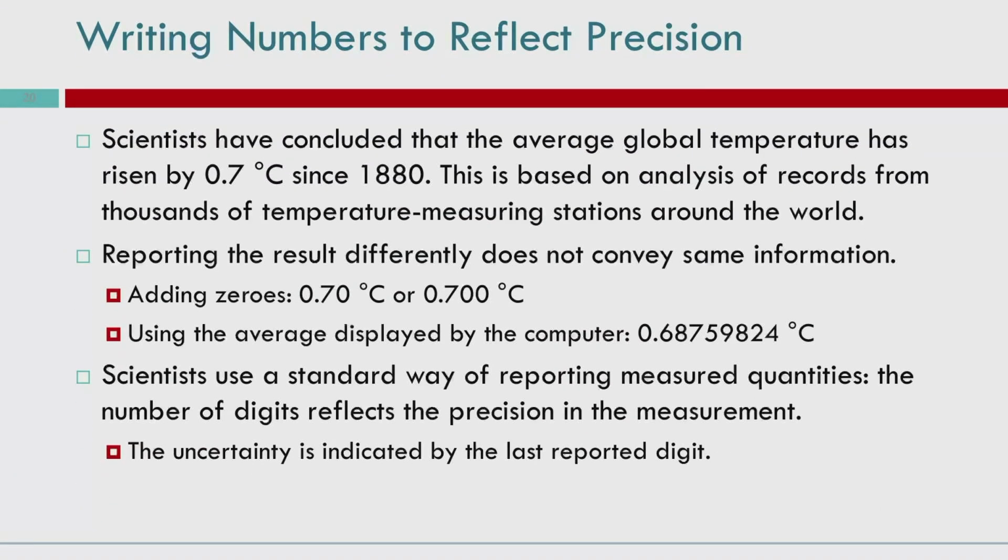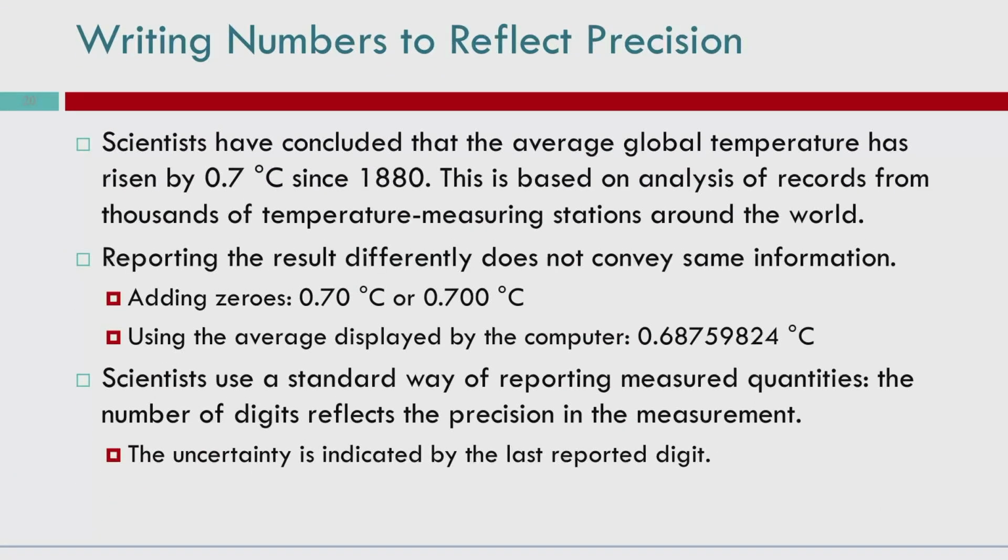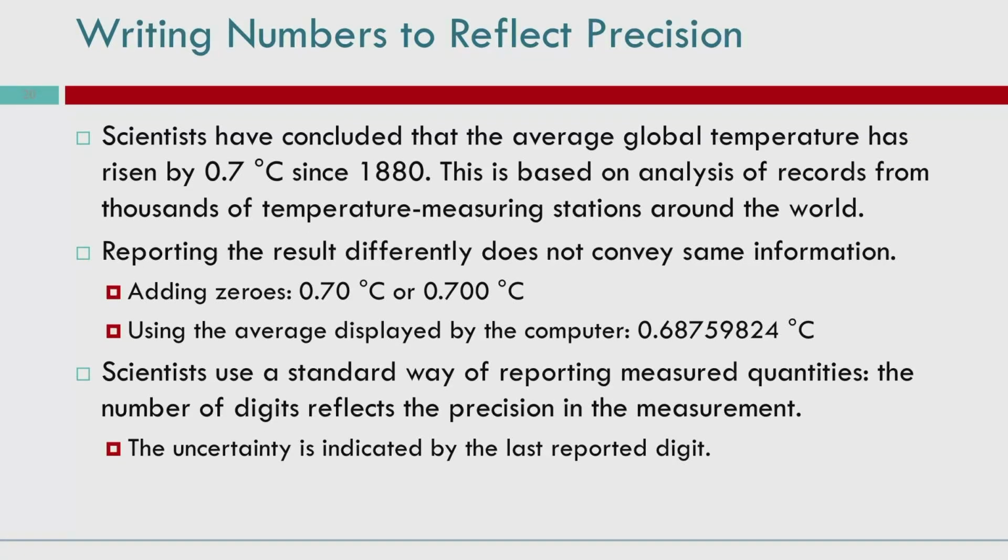Other examples of where our numbers can reflect our precision. Scientists, at some point, concluded the average global temperature has risen by 0.7 degrees Celsius since 1880 based on analysis of records from measuring stations all over the world. Thousands of measuring stations, probably millions of data collection points of temperature. And they determined that it's 0.7 degrees Celsius. So there's one number there. The 0 is there just to show us where the decimal is.